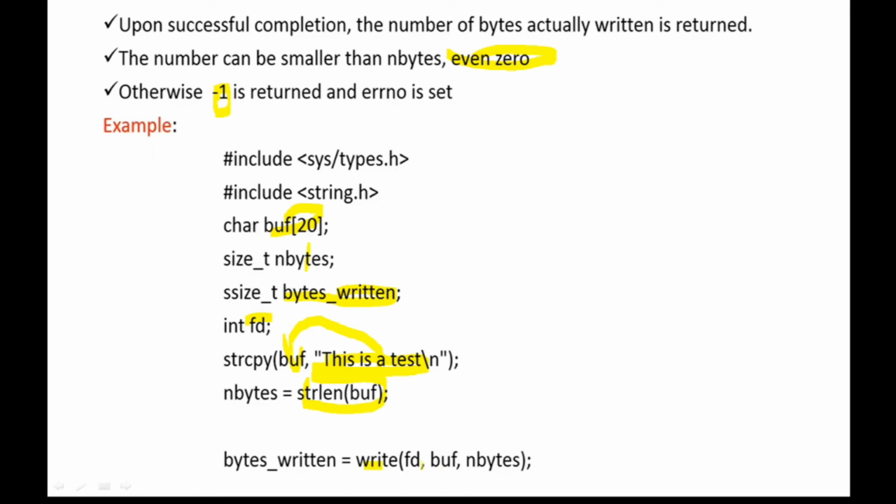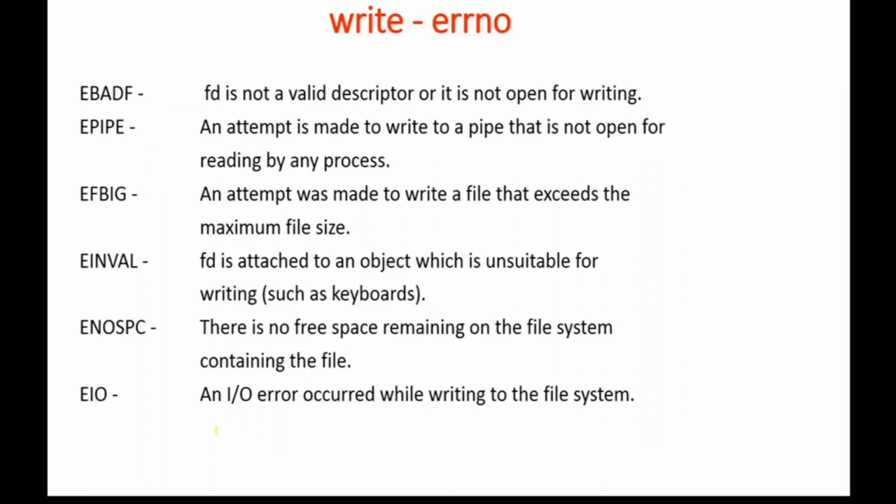So see here, write takes ft, the file descriptor, the buffer, which is going to hold "this is a test", and n bytes, which is going to hold the size of that buffer. Everything will be passed to the write system call. When it is performed successfully, the number of bytes that has been written will be returned here. And next is the write error number.